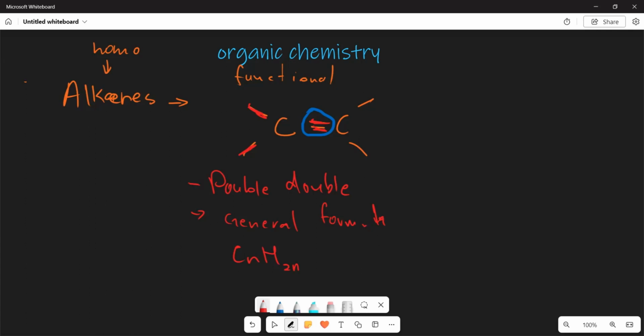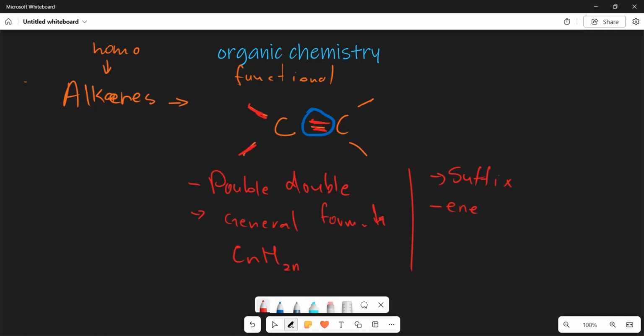And what is most importantly about them is that they consist of a suffix, the suffix of "ene". So that is going to be your suffix for your alkenes. These are going to be your alkenes.